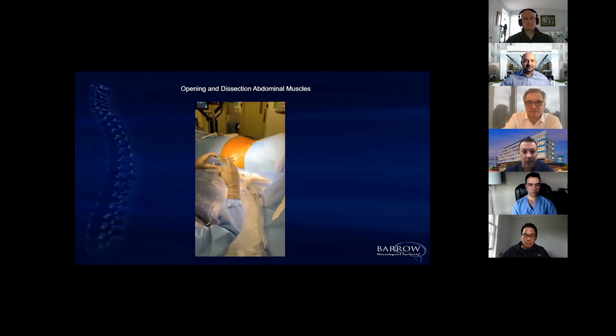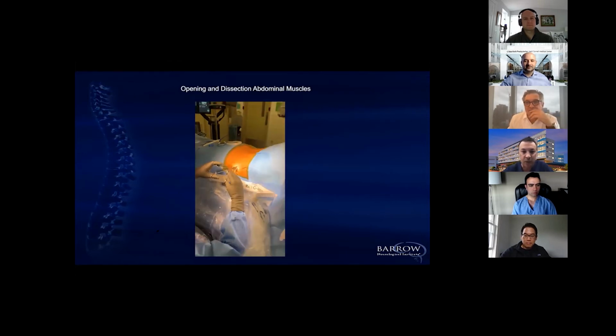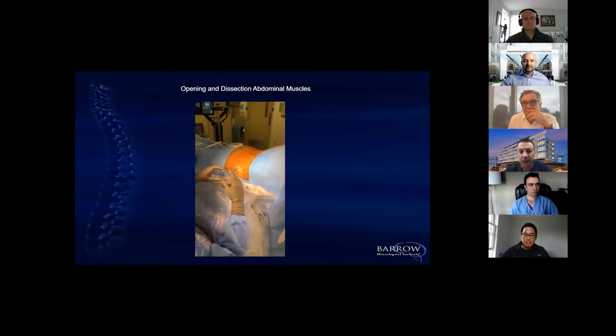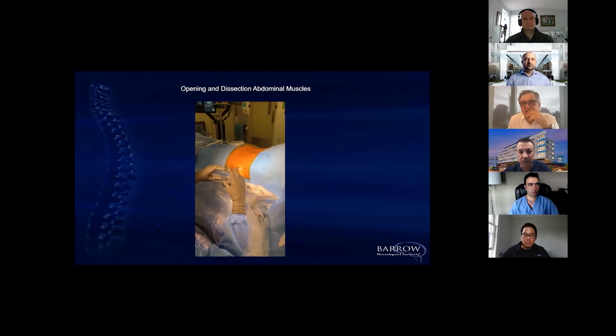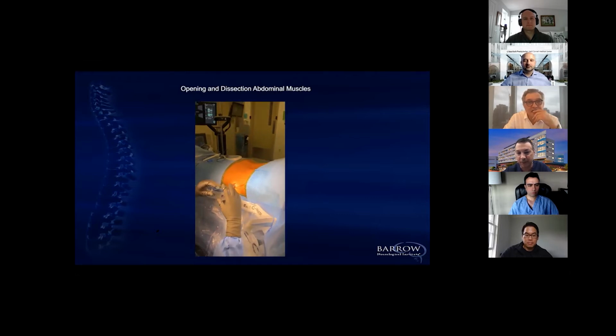Then you start doing your access through the abdominal muscles. As you see here, it is a very subtle, non-disrupting dissection of the abdominal muscles. I want you to notice the amount of blood that is coming through that. I don't know if you remember Roger's videos. I want you to see how much blood is going in here.